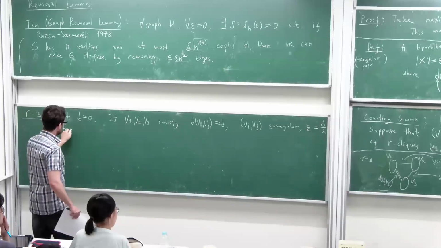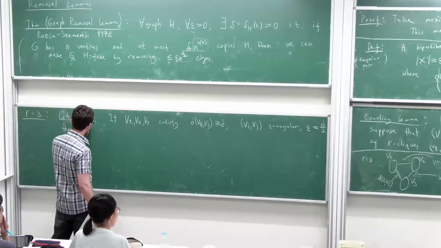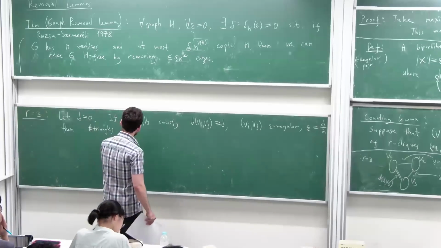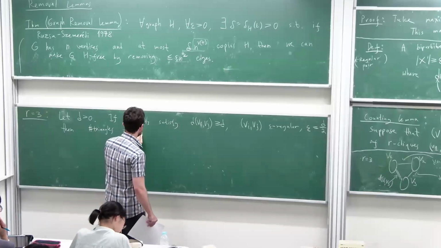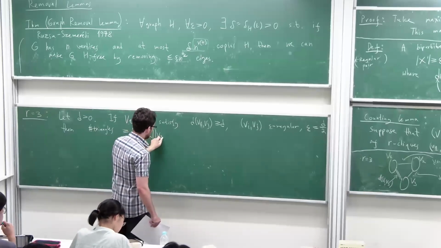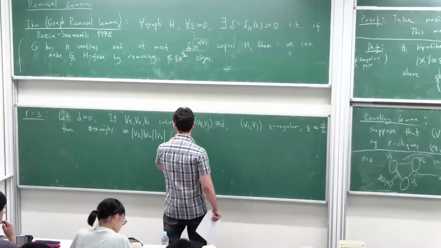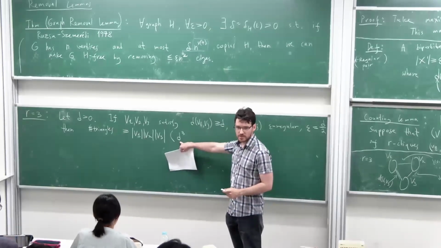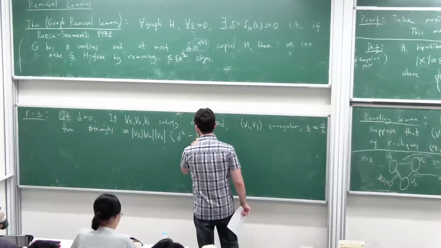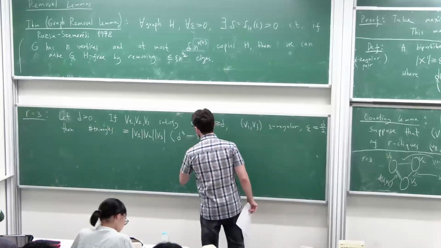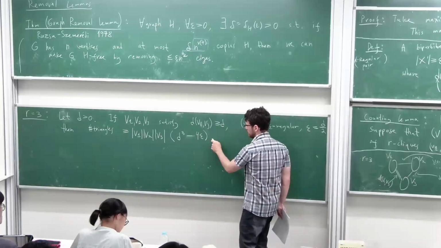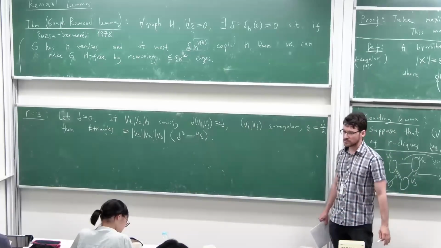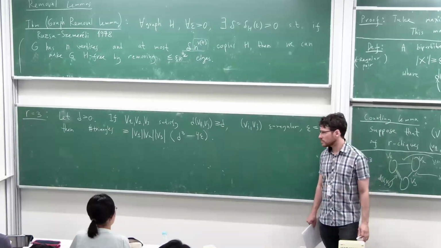Then the number of triangles is at least, for the following form, b^3 times d cube, the size of V1, V2, V3. So d cube is how much I expect for the density. And then I have some error. Just to show you a proof of this, let me prove this statement.